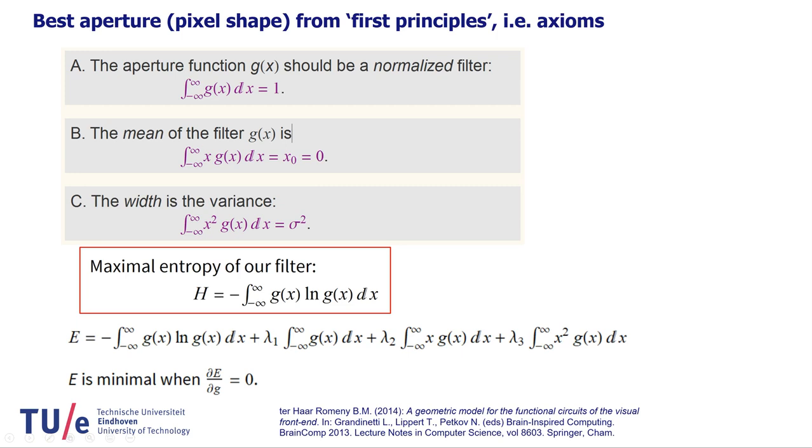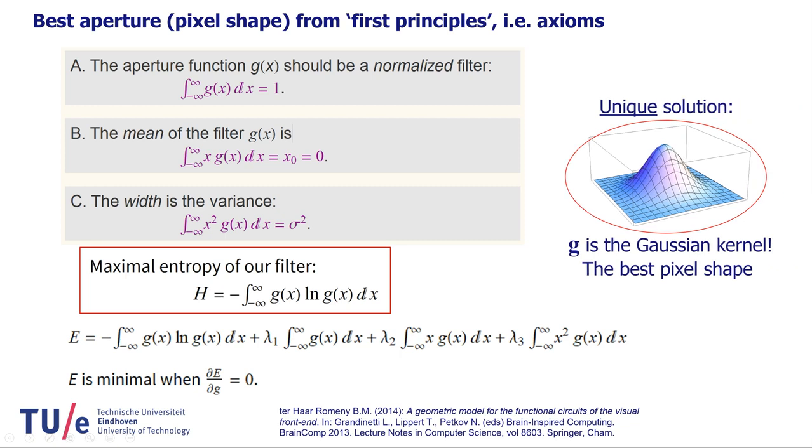Well, if you give it some nice constraints, and you say, okay, this filter should be 1, the mean should be 0, and this should be the variance, with some nice mathematics you can show that the best shape of a pixel is the Gaussian kernel. This is just like a normal distribution. It's a very famous mathematical function. And you see it is indeed a circle, it is very smooth, and this is the best pixel shape.